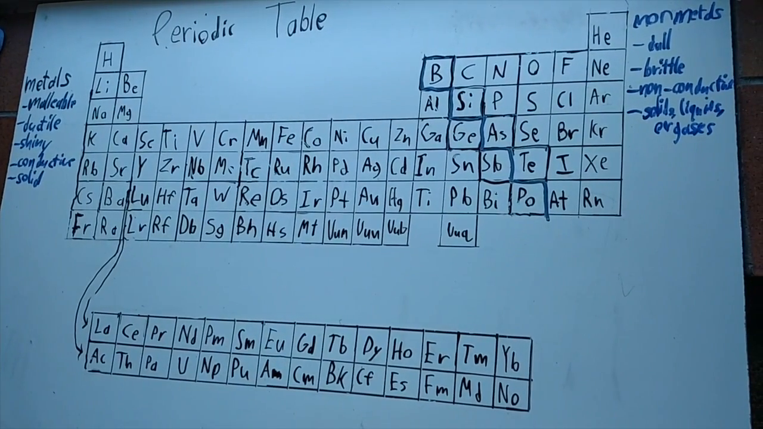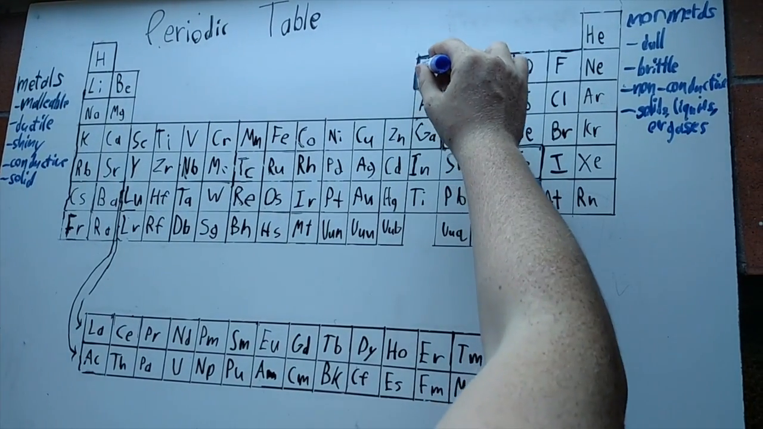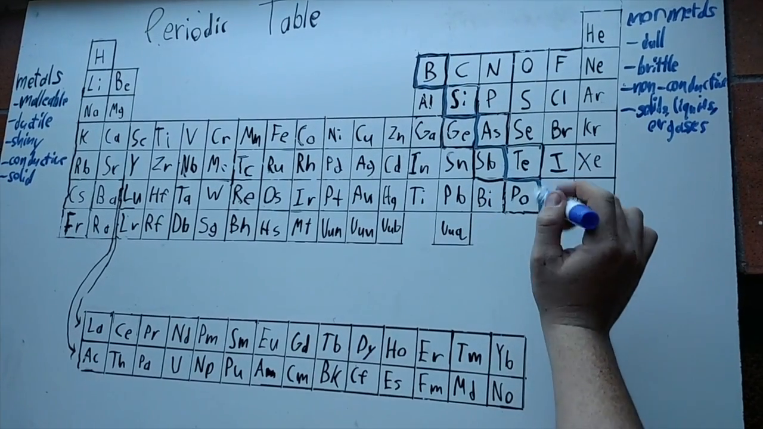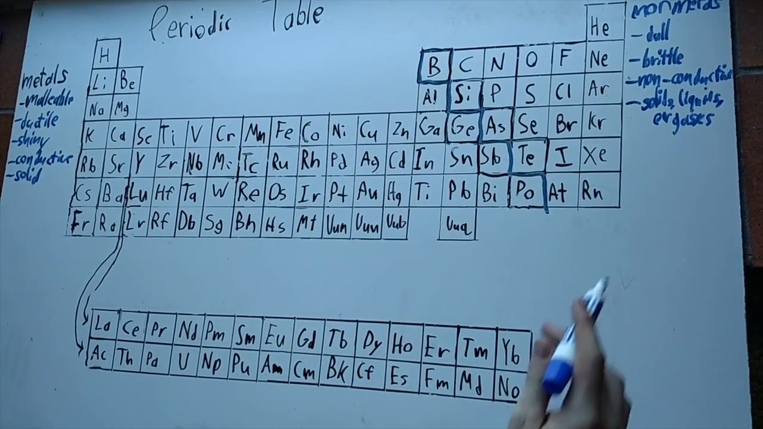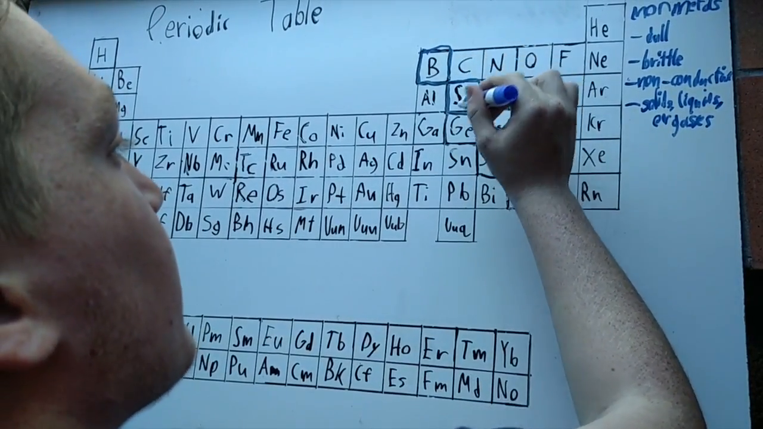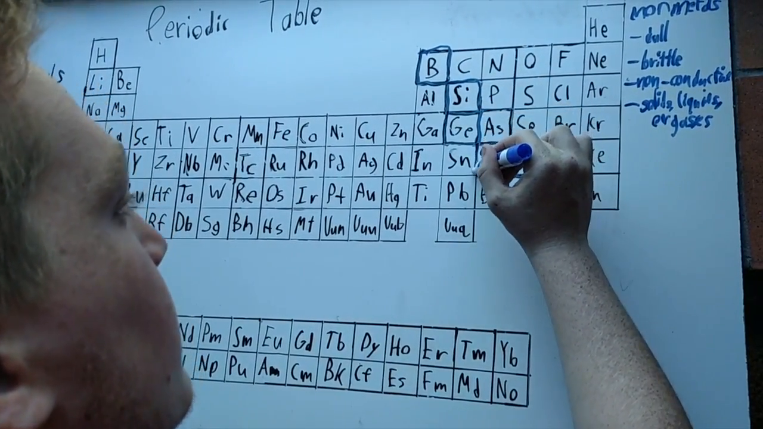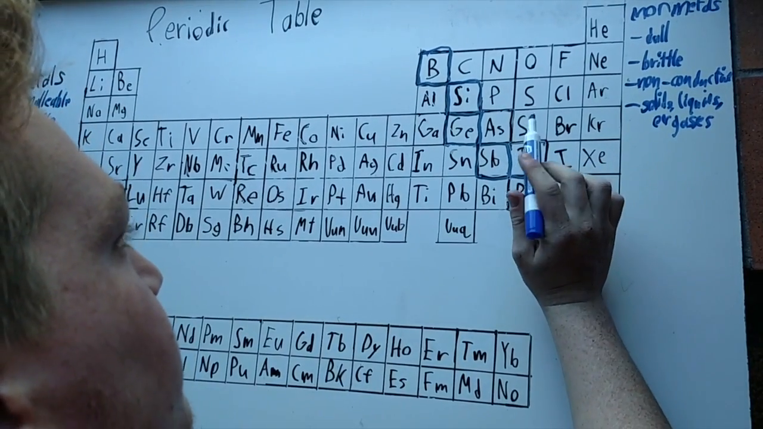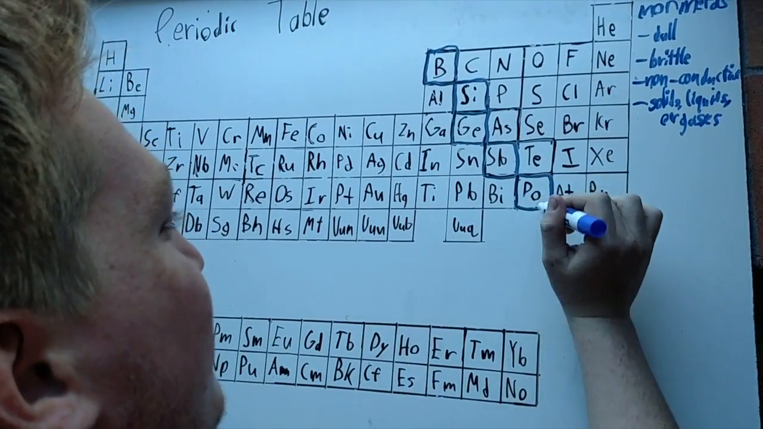Metalloids, or semimetals for some people, lie along this staircase right here, and they share the properties of both metals and nonmetals. Specifically, they are boron, silicon, germanium, arsenic, antimony, tellurium, and polonium.